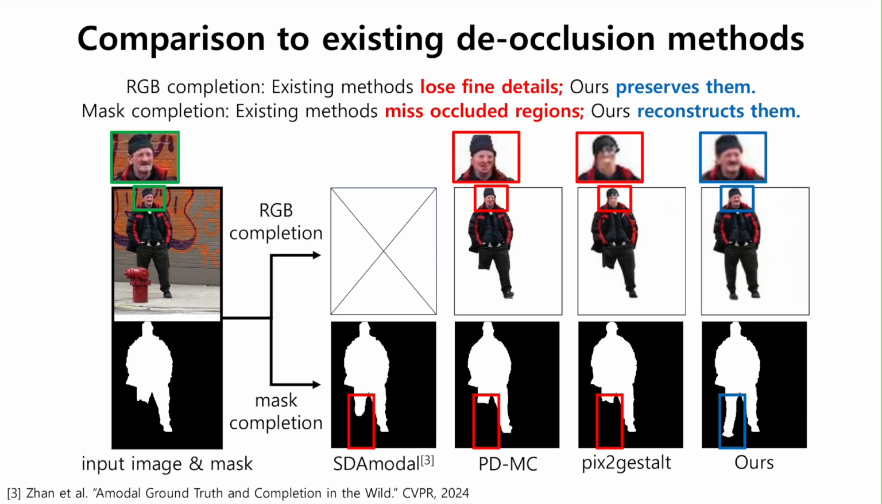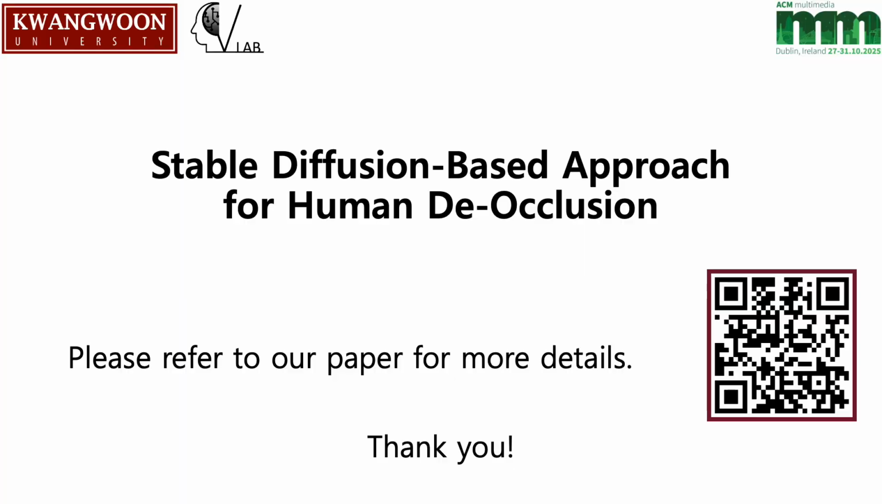Our method outperforms existing de-occlusion methods on both mask and RGB completion. By leveraging a human-specific prior for mask completion, it reconstructs occluded regions more accurately. Decoder fine-tuning preserves fine-grained details, producing sharper textures with fewer artifacts. The code and model will be available for research.